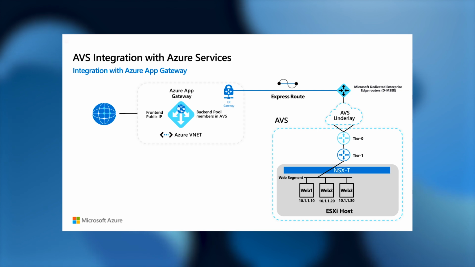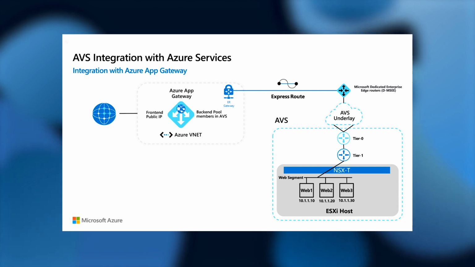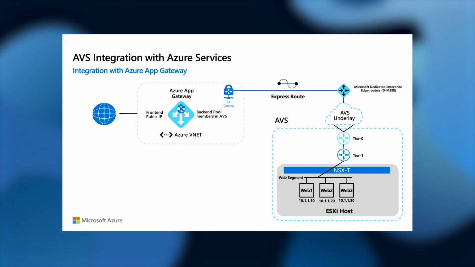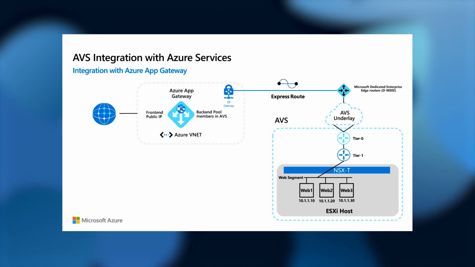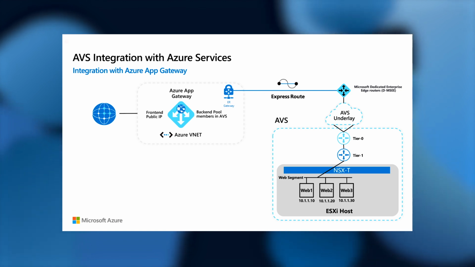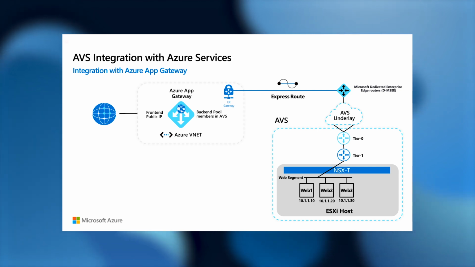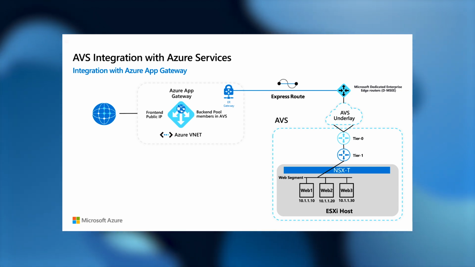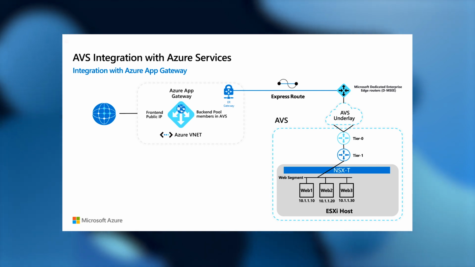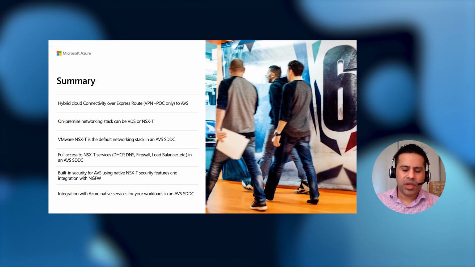This AVS environment is connected to the Azure VNet over the ER gateway. I'm simply using Azure App Gateway, which is an HTTPS load balancer. I have a front-end public IP on Azure App Gateway, and in the backend pool I'm using the VMs sitting in my AVS environment, 10.1.1.10, .20 and .30. When traffic comes in from the internet and hits this front-end public IP address, it is sprayed over to all three web VMs. This is how you can leverage Azure native services and integrate them with your workloads running in AVS.